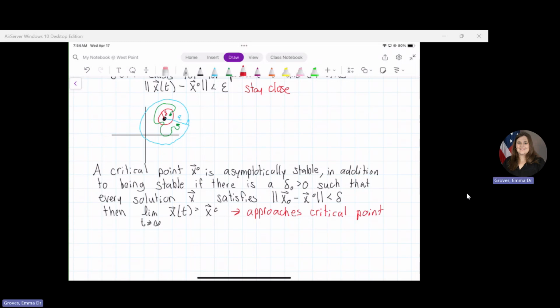Right? Because in my picture I drew, this free path that the solution is taking might never go back towards that critical point. It might just kind of get closer and closer to the epsilon circle and never actually approach the critical point. So if it's asymptotically stable, not only will the entire solution stay within that epsilon circle, but it will actually make its way back to the critical point.